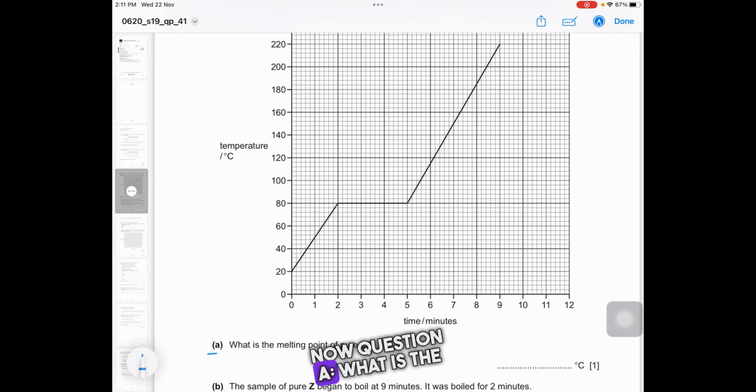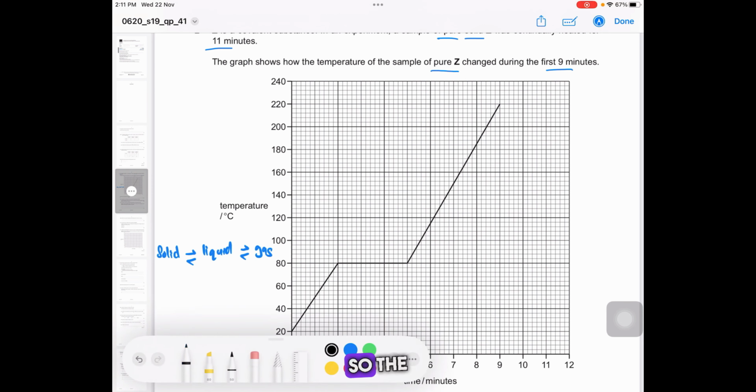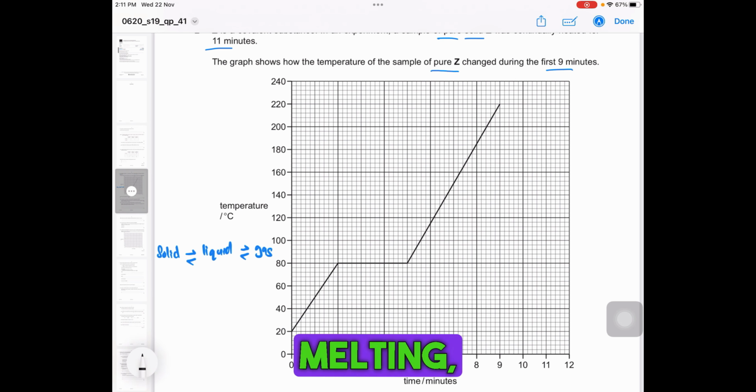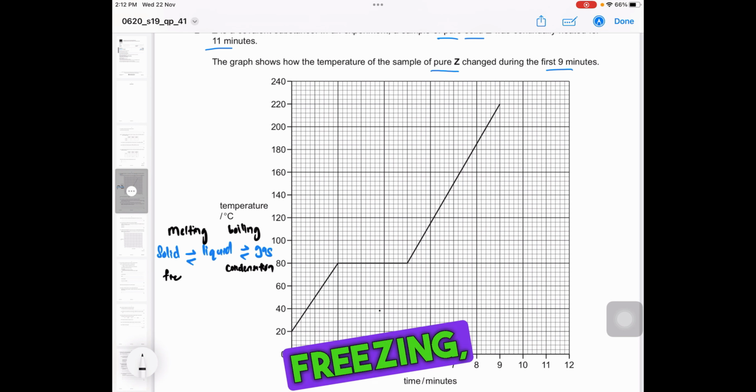Now question A. What is the melting point of pure Z? Before we answer the question, we have to know the name of the process. Changes from solid to liquid to gas. The process that changes from solid to liquid is melting. Liquid to gas is boiling or evaporation. Gas to liquid is condensation. And liquid to solid is fusing.